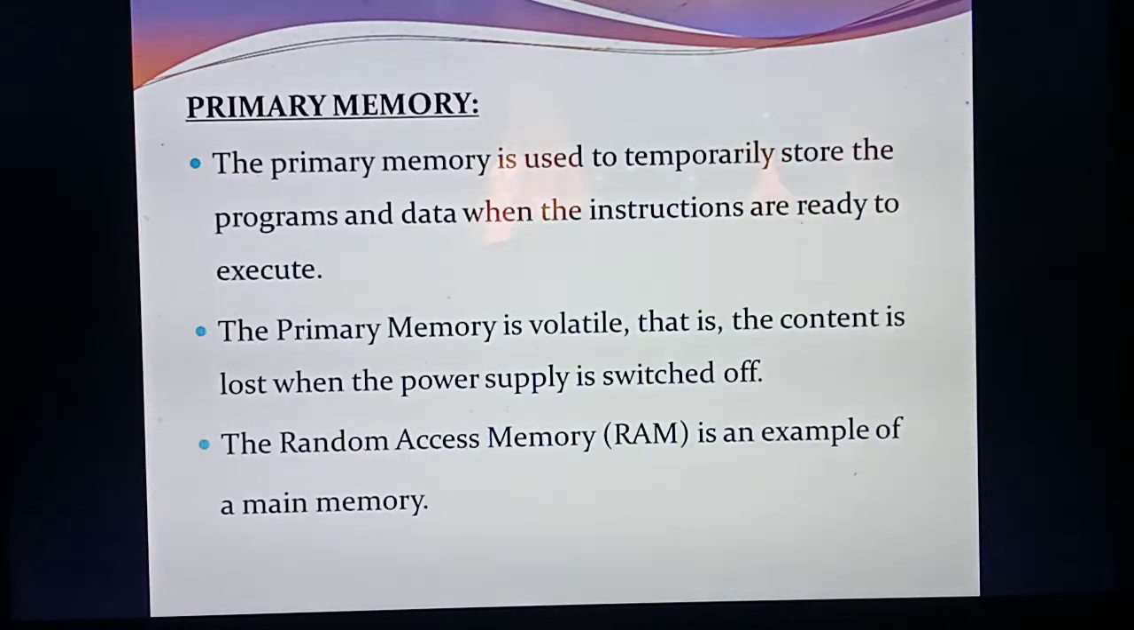Understood? You have studied 3 points under the heading primary memory. What are the points? Primary memory is mainly used to store data temporarily, so that whenever you need, the programs will execute. Immediately when the power goes off, the content will be lost. There's a chance of losing the file. And the best example for the main memory is RAM. Understood? So please write these 3 points in your notebook.